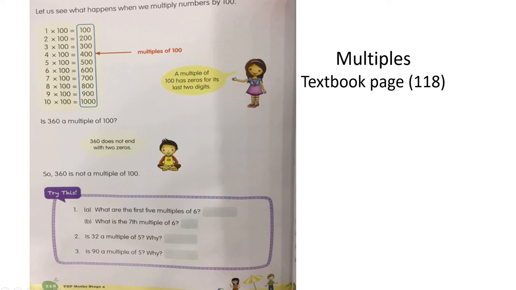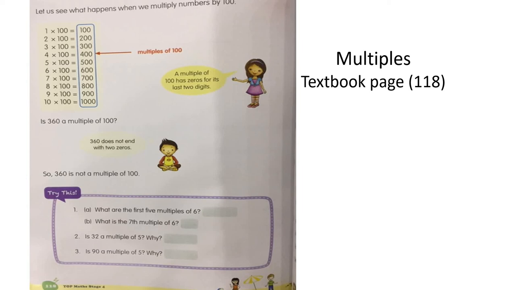A multiple of 100, as you see here, should end with 2 zeros in the last 2 digits, okay? So you have to have 2 zeros, not 1 zero like with 5. In multiples of 5, the ones place should be only either 0 or 5. But now you have to have at least 2 zeros at the end of that number.